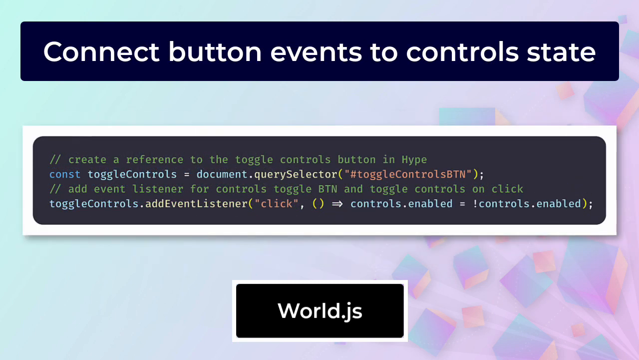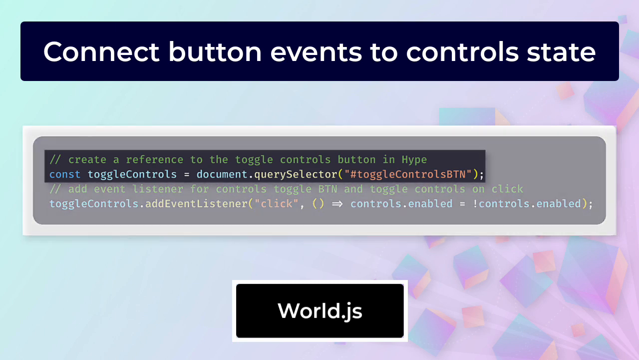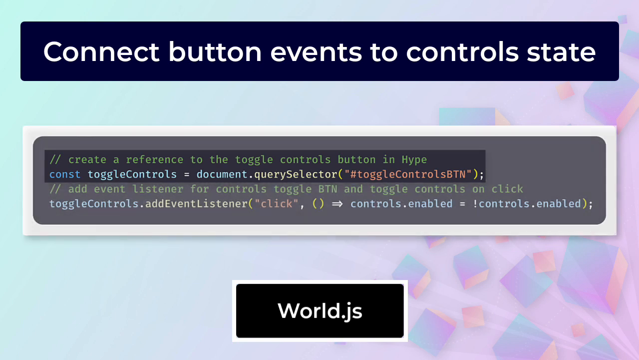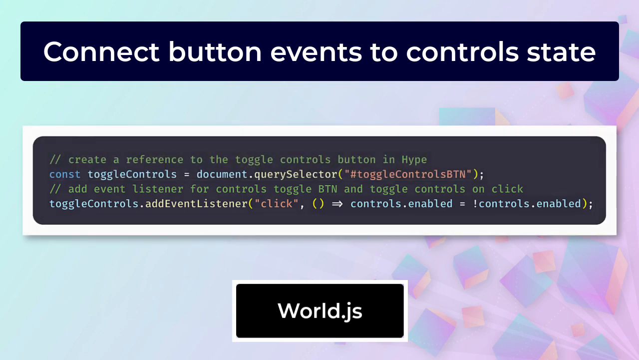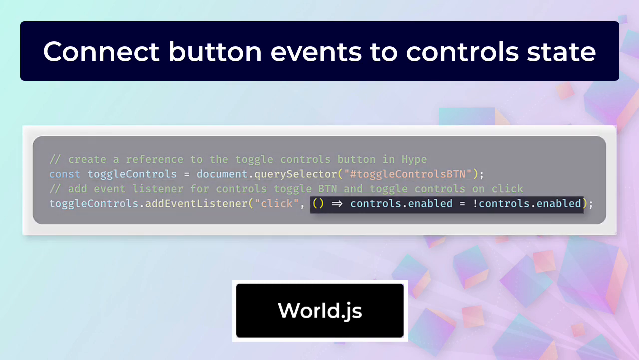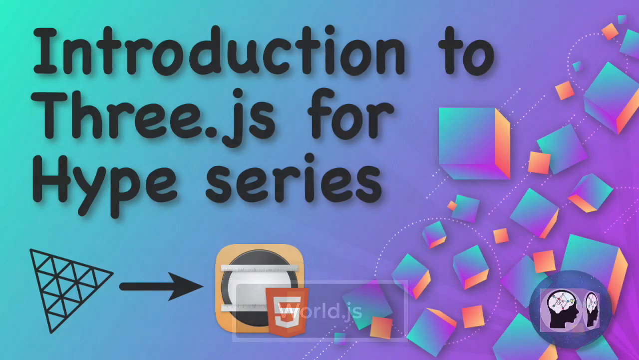The last piece of this puzzle is to construct a way to use Hype button events to manipulate the state of our orbit controls. We do that in 2 steps. Firstly, we create a JavaScript reference to the Hype button that we can use from within world.js. This is accomplished using the unique identifier we specified earlier in the Hype identity panel. Once we have that reference, we can create one final event listener. In this case, our event listener will be listening for a click event. And when that occurs, we run a simple function that toggles the state of the orbit controls. You can see the JavaScript code for that here. And that's all there is to it.